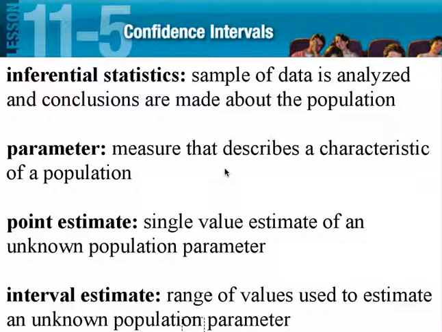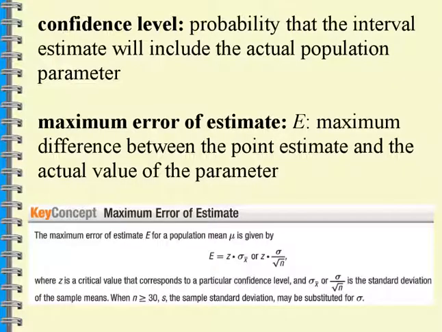The parameter is a measure that describes a characteristic of a population. We also have a point estimate, which is a single value estimate of an unknown population parameter, and an interval estimate, which is a range of values used to estimate an unknown population parameter. Those are the definitions from today's section. Now we're going to talk about what, in fact, confidence levels are, and this is what we're going to do entirely today.